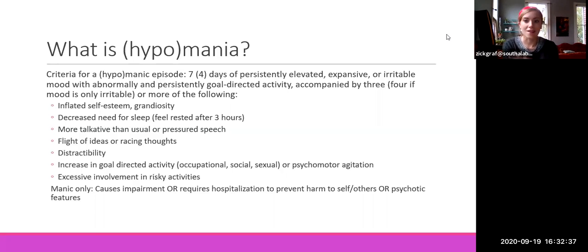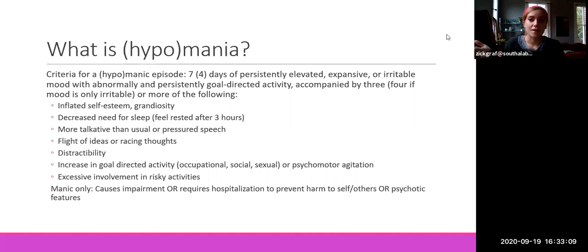Or psychotic features. And so a hypomanic episode doesn't have any of those things. Hypomania is not impairing, it's not distressing, it's noticeable to other people. So both mania and hypomania are clear deviations from a person's normal mood and functioning, and anyone who knows them would notice that something is different. But with mania, people who know them would notice that something was different and be scared and worried for them enough that people who are manic are often hospitalized against their will.